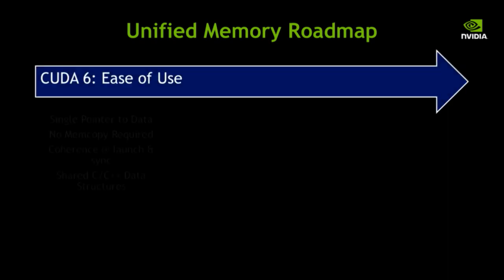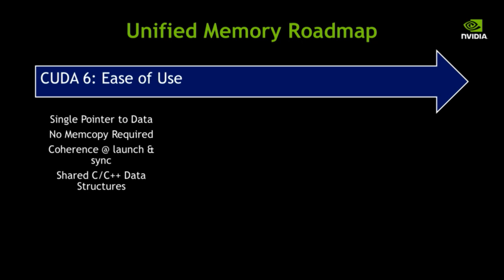So the nice thing about unified memory in CUDA 6 is that we have a roadmap for further improvements. With CUDA 6, we focus on ease of use. So you get a single pointer to data. Memcopy becomes more of an optimization rather than a requirement. It gives you coherence at the point of kernel launch and at synchronization. And as I showed you, it enables sharing complex C and C++ data structures between CPU code and GPU code.